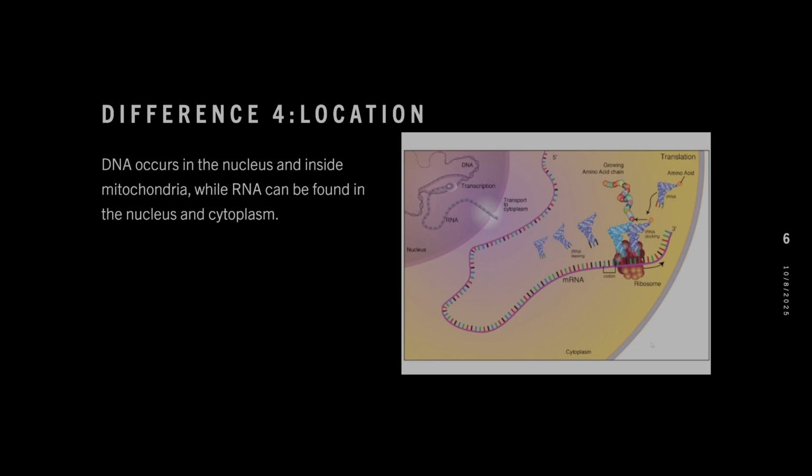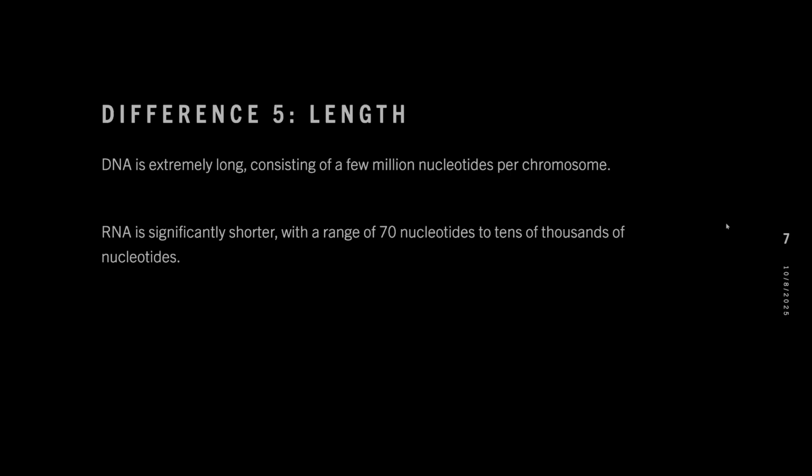The fourth difference is location. So DNA occurs in the nucleus and inside mitochondria, while RNA can be found in the nucleus and cytoplasm. So they both do exist, as you can see, DNA and RNA right here. At one point, they do exist in the nucleus. However, DNA only occurs in the nucleus and in mitochondria. This model doesn't show it, but RNA can be found in the cytoplasm, which is a difference.